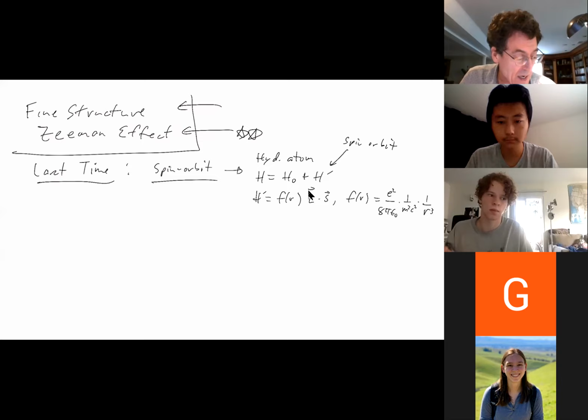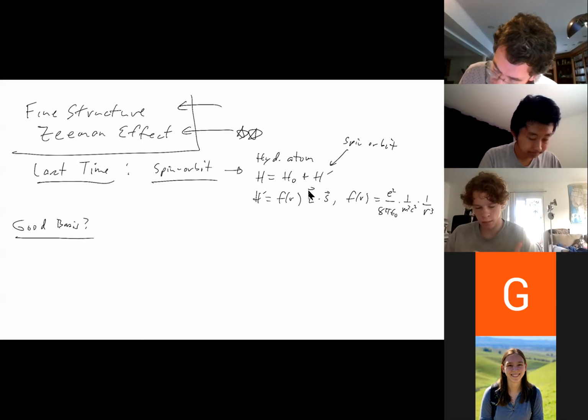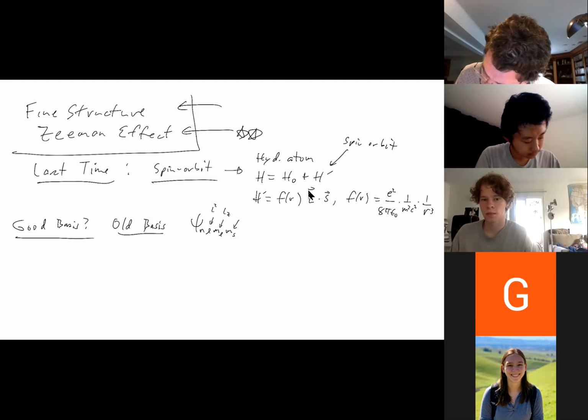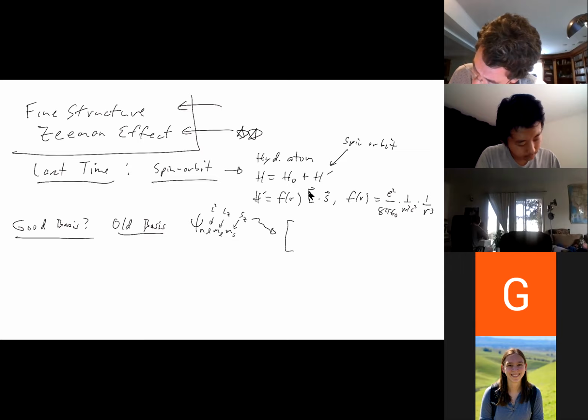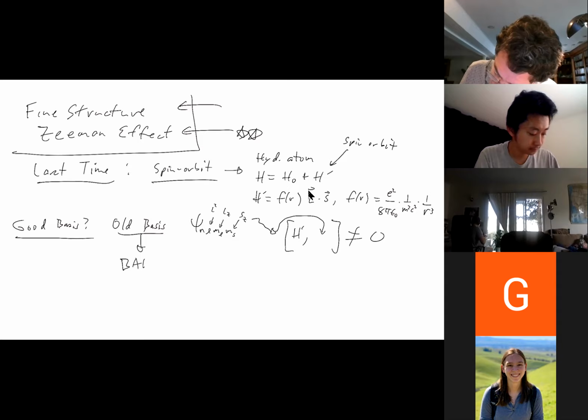And we then tried to find a good basis. We looked at our old basis, psi n l m sub s, which was indexed by L squared, L z, S z. We put those into a commutator with H prime, and we saw that it did not equal zero. That means the old basis is a bad basis. And so we considered a new basis.